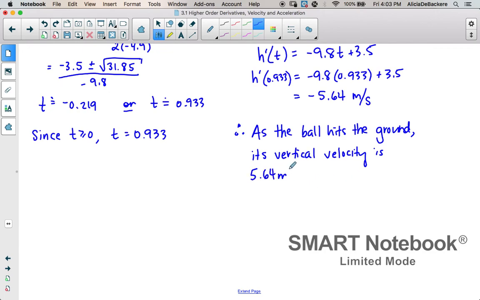And in my summary sentence, I'm always going to talk about direction. Whether it comes out as positive or negative, you need to tell me if that velocity is heading up or heading down, or if it's a sideways position function, you need to tell me is it heading to the right or the left. This one was negative, and so it's going to be downwards.